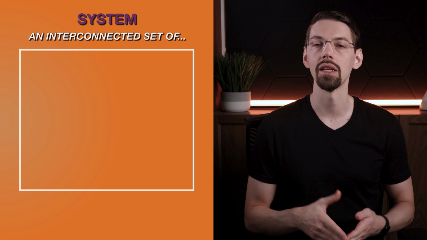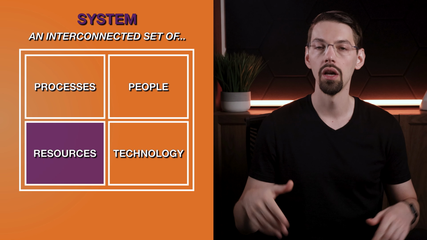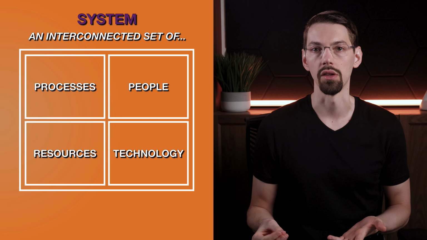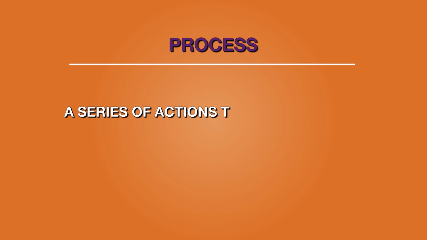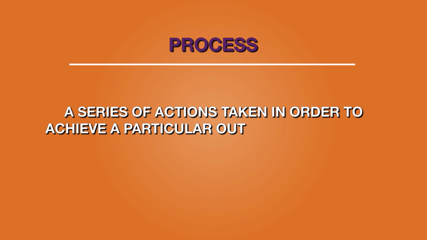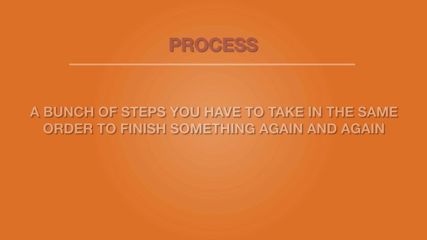Alright, a system is an interconnected set of processes, people, technology, and resources. So we have a lot of movable parts here. And I definitely suggest you watch this video to get the full breakdown of a system and other parts that make up business operations. For now, let's start by looking into processes, okay? A process is a series of actions taken in order to achieve a particular outcome repeatedly. Simply put, it's a bunch of steps you take in the same order to finish something again and again.